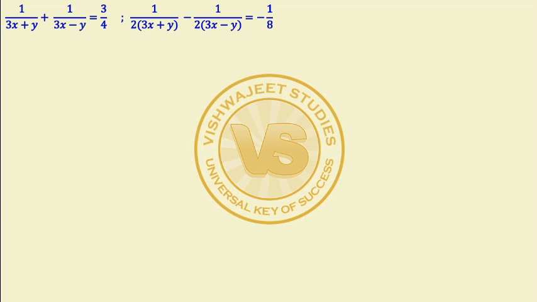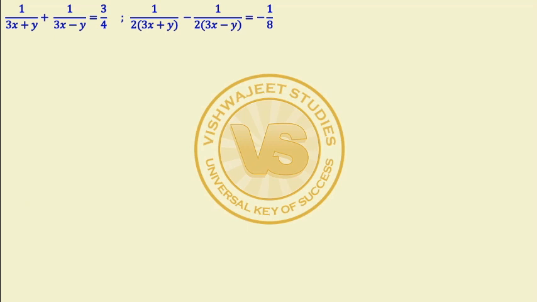First equation is 1 upon 3x plus y plus 1 upon 3x minus y is equal to 3 upon 4. The second equation is 1 upon 2 into the bracket 3x plus y bracket complete minus 1 upon 2 into the bracket 3x minus y bracket complete is equal to minus 1 upon 8.